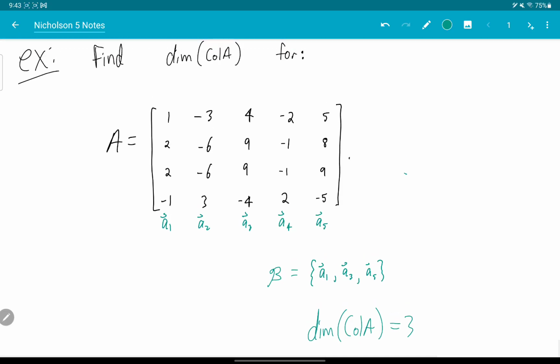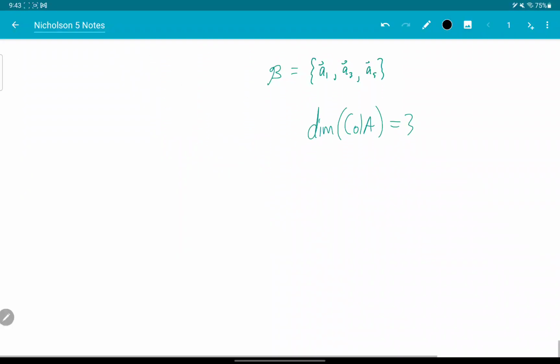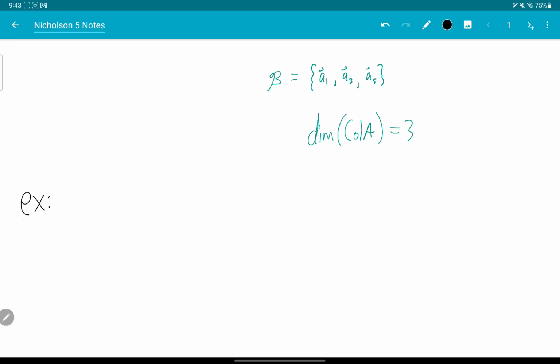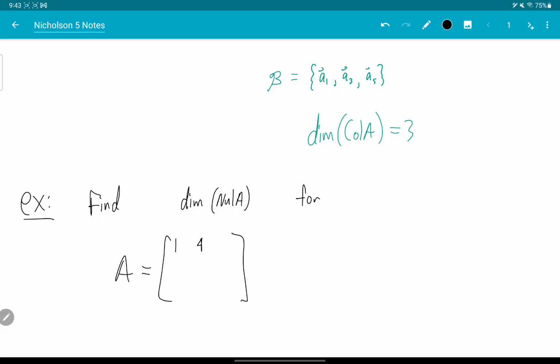Okay, now let's look at an example where we find the dimension of a null space. So find dim null A for, okay, what's the matrix? Let's think of a nice 3x3 matrix. How about 1, 4, minus 2? Okay, that seems good.